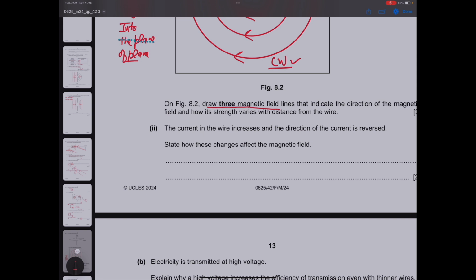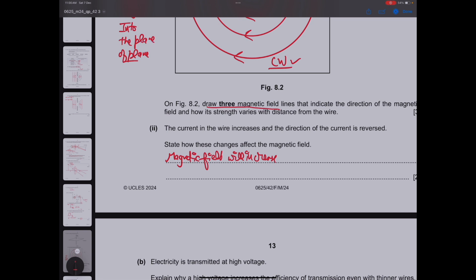See, when you're increasing the current in the wire, it directly says that the magnetic field will increase. The strength or the power of the magnetic field will increase. But now you're also reversing the direction of current. Think about it. Earlier we were pointing our thumb downwards and then the fingers were curling in clockwise direction. Now the thumb is upwards. Imagine your thumb is pointing towards the ceiling.